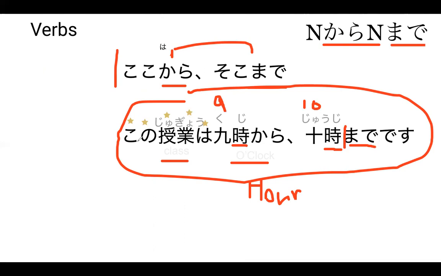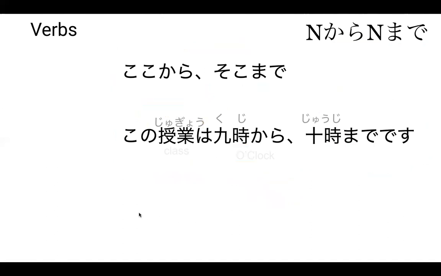So, この授業は9時から10時までです. This class is from 9 o'clock to 10 o'clock. Oh, okay. Which is for me. We have different time zones. For you, it's like 5 to 6 a.m., I think. Nah, we changed it, so it's a lot sooner for me, I guess. So kara, what is kara being attached to? Kara is being attached to 9時, so 9 o'clock. Yes. It basically means from, and made means until. So kara is the starting point, and made is the end point. Ending point, okay.